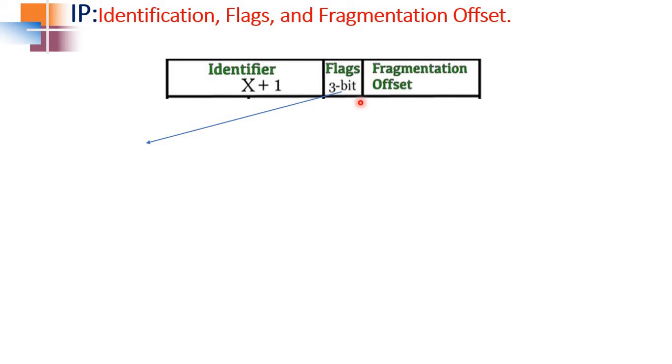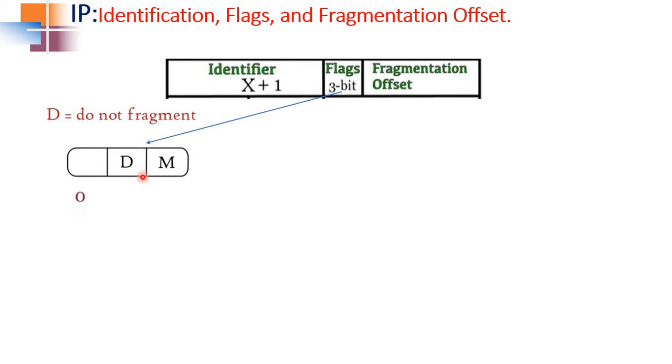Flag is of 3 bits. In the 3 bits, 1 bit is reserved, and the remaining 2 bits only are being used. That is D and M. Here the D stands for Do not fragment. If the value of D is 0, then what does it mean? Since the value of D is 0, what is the name of this?